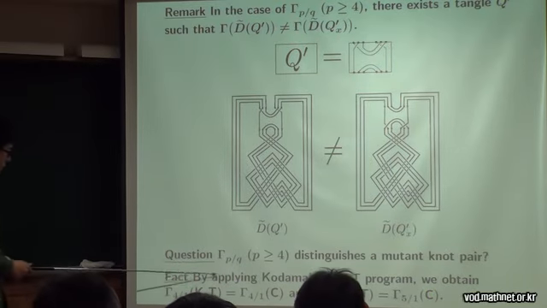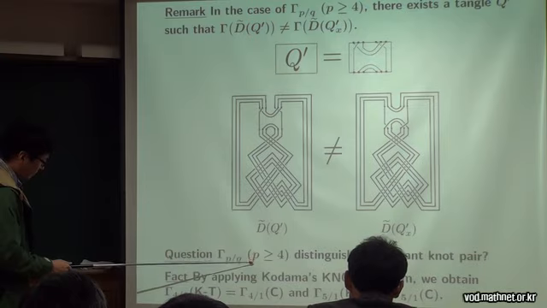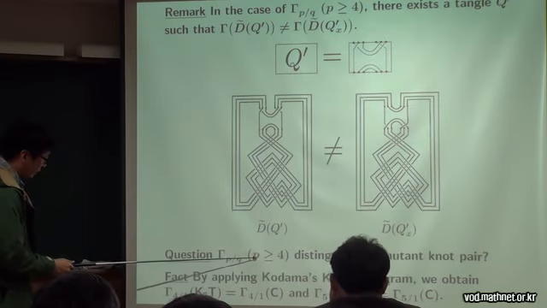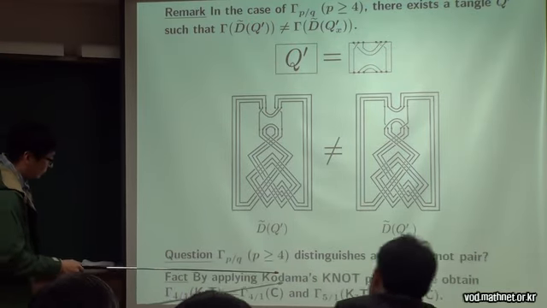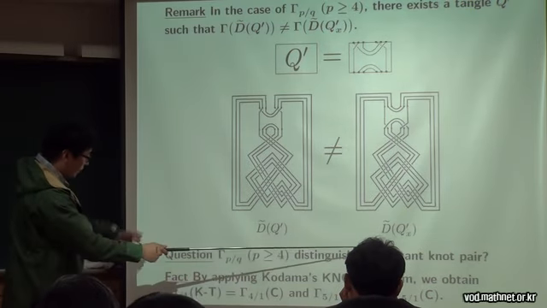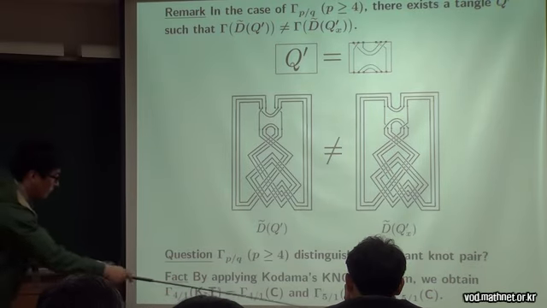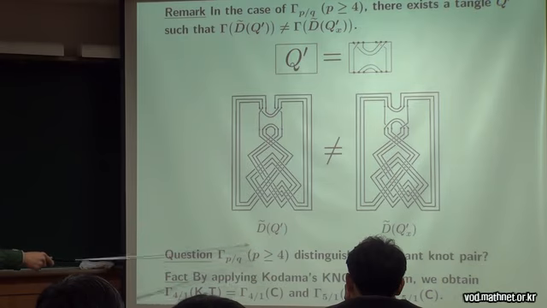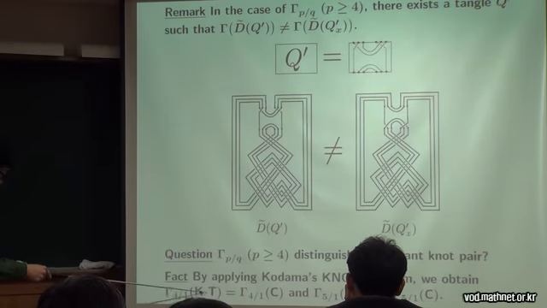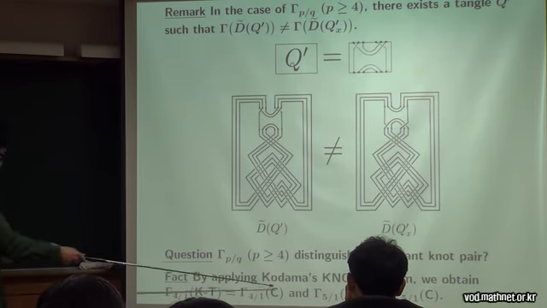So I have a question: if p is greater than or equal to 4, does the gamma pq polynomial distinguish a mutant knot pair? But recently I calculated the 4-1 gamma polynomial and 5-1 gamma polynomial, and this invariant cannot distinguish the mutant Kinoshita-Terasaka and Conway pair. And I used Kodama's knot program.